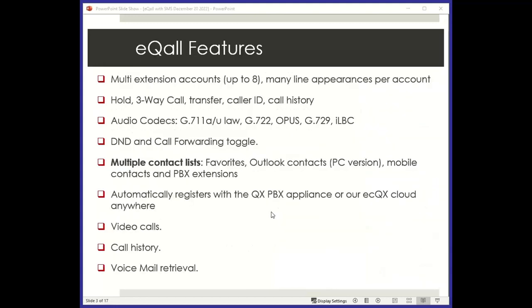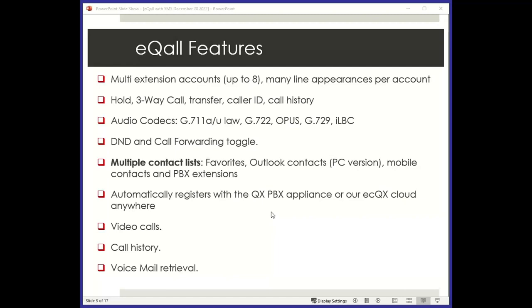Some of the features of eQall: you can have multiple extensions, up to 8, which gives you flexibility. You can register your eQall with different PBXs, or under different extensions, and you can have many line appearances per account. You can do hold, 3-way calls, transfer, caller ID, and call history. So all the basic functionality you use on a phone, you can do with eQall. It supports many codecs, including Opus, which we added recently, and there's a do not disturb and a call forwarding toggle.